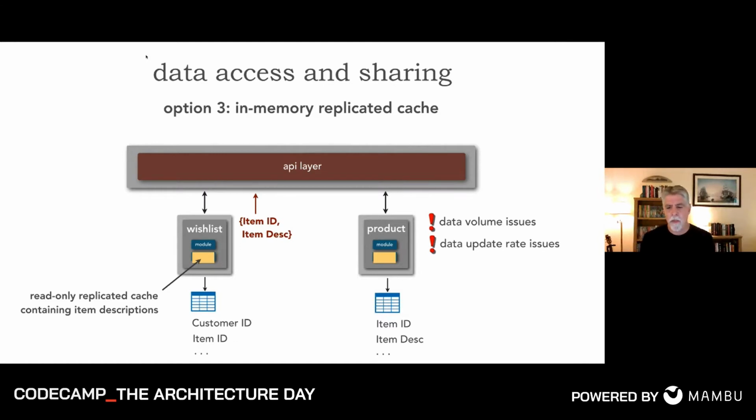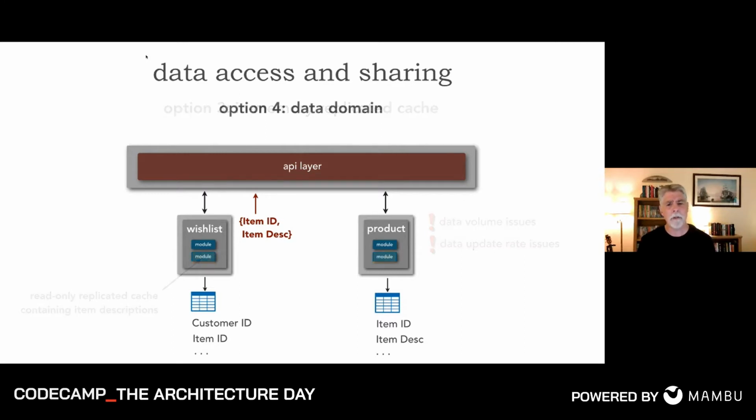But it's great for things like we're looking at here. How often do item descriptions change? Not much. How often do we add or remove products? Not much. It's a great fit given the data volume. But let's say we've got a lot of data. I can't store every product in memory. And so in that case, we have a 4th option, and that's called a data domain. And this breaks all the rules of microservices, but it's something that's extremely common.